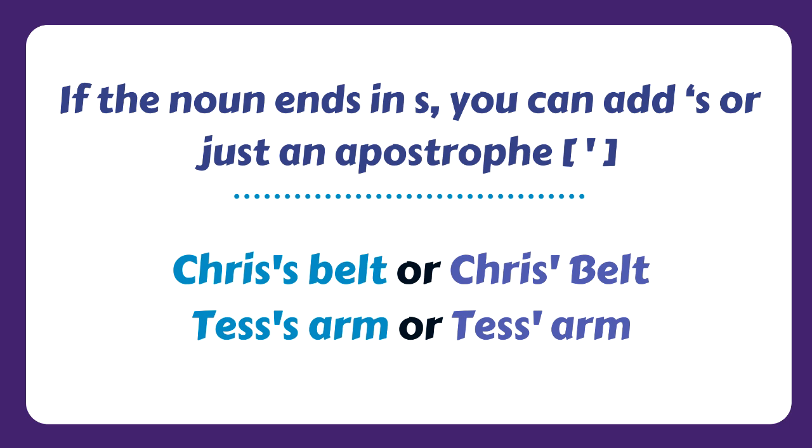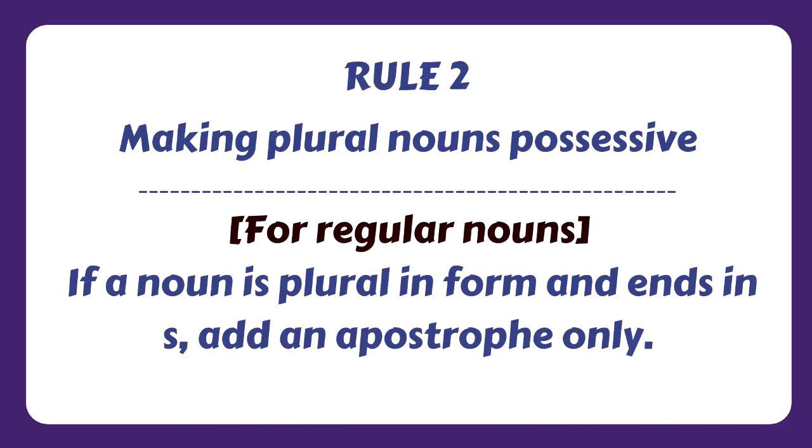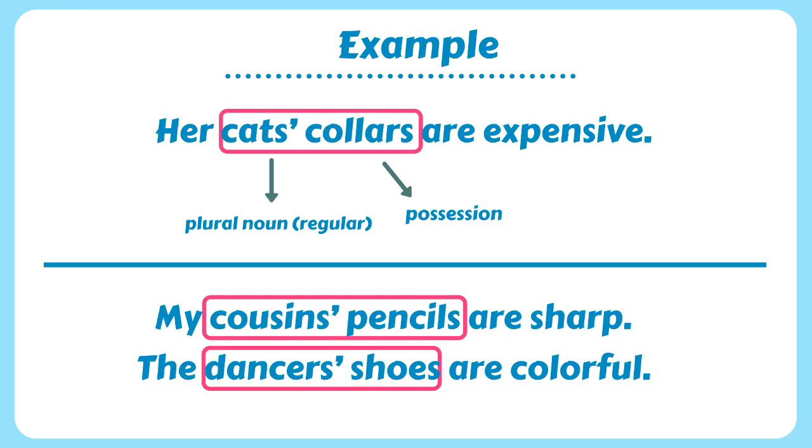If the noun ends in s, you can add apostrophe and s or just an apostrophe. Example: Chris's belt or Chris' belt. Tess's arm or Tess' arm. Rule number 2. Making plural nouns possessive. If a noun is plural in form and ends in s, add an apostrophe only. Apostrophe lang ang ilalagay natin, wala nang s.